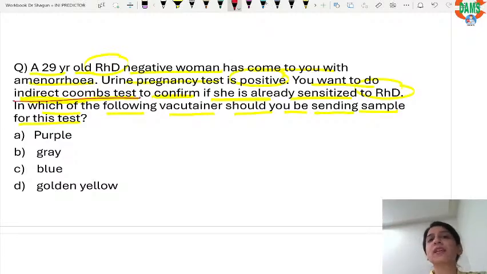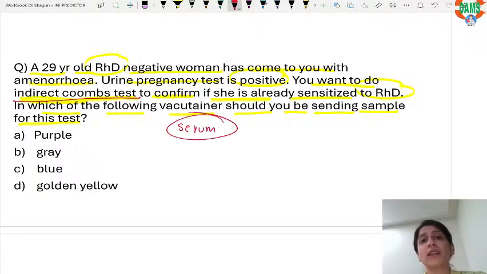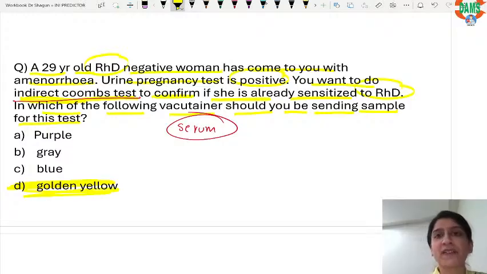I want to do the indirect Coombs test, and you know that in the indirect Coombs test, basically we detect the presence of antibody in the serum of the patient. So here I want to do serum studies, and yes, you know that for serum studies either we use a golden yellow vacutainer or we use a red cap vacutainer, right? So the correct answer is going to be very good. Correct answers I can see in the chat.